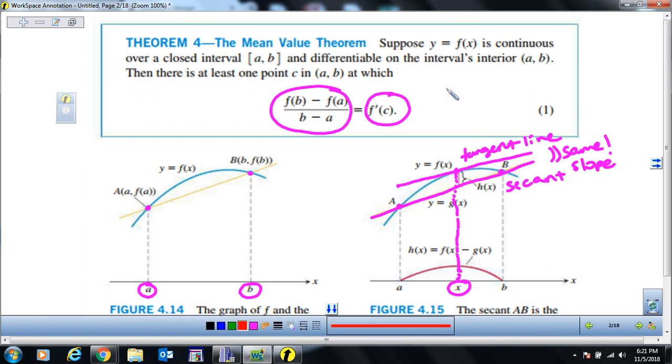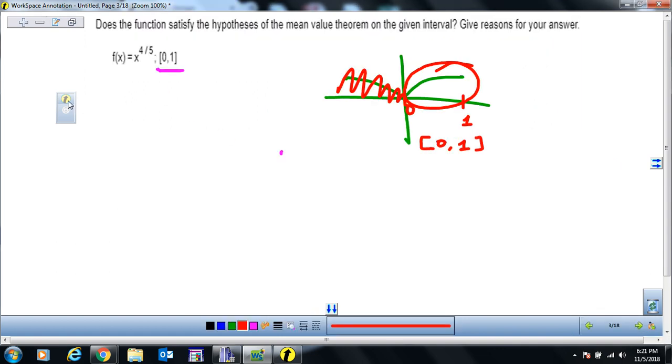Is it differentiable on the interval's interior from a through b? It doesn't have to be differentiable at a and b, but it has to be differentiable at every number that is within 0 and 1 in this case. This would be my a and my b. So how do I know if it is differentiable? If it could be differentiable at any number between these two, well, see if you can get the derivative.